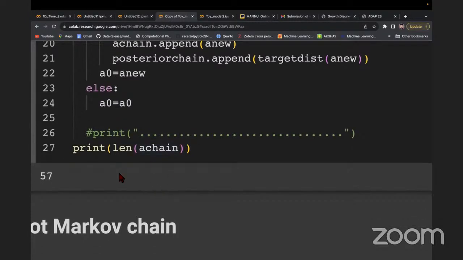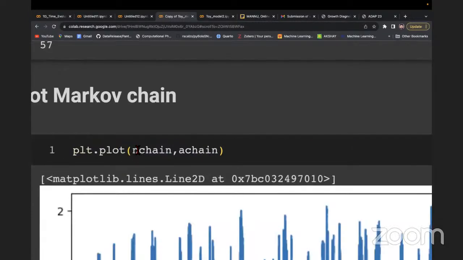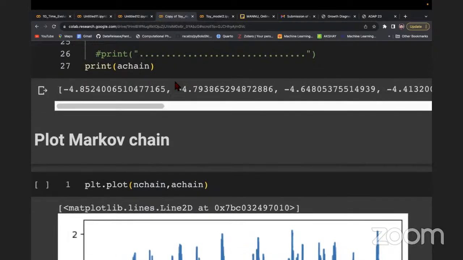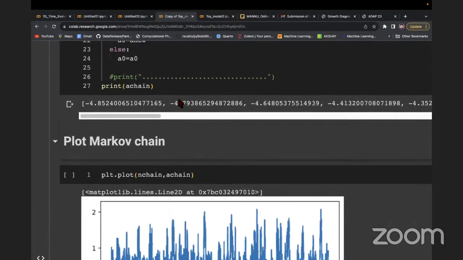If I plot it like this, let me run it again. This is the list of all the numbers which I have accepted. So -5 I have chosen. You will see these are going -4.8, -4.7, -4.6, and I am just going towards the maxima, because my maxima was somewhere on the positive side.